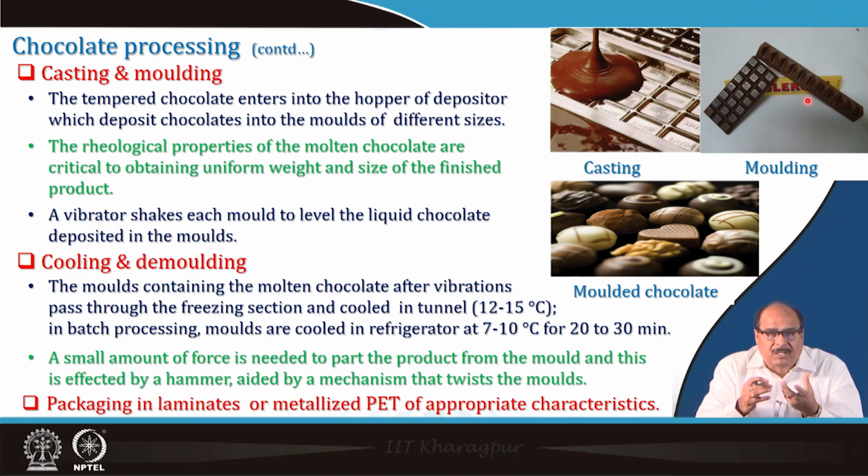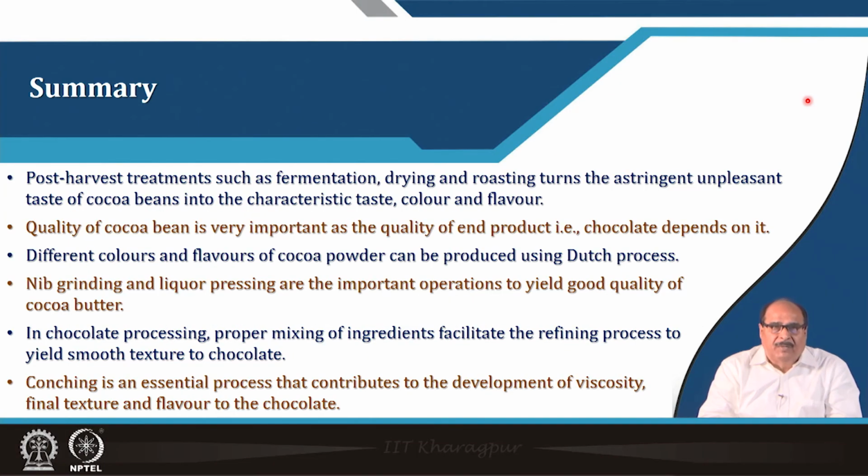A small amount of force is needed to part the product from the mold, and this is effected by a hammer aided by a mechanism that twists the molds. Okay. And finally, these products are packaged in laminates or metallized polyester under a controlled environment. Okay. And the packaging material should have appropriate characteristics, particularly hygroscopicity and gas or oxygen permeability, that is, it should be impermeable to light, gas, oxygen, etc.